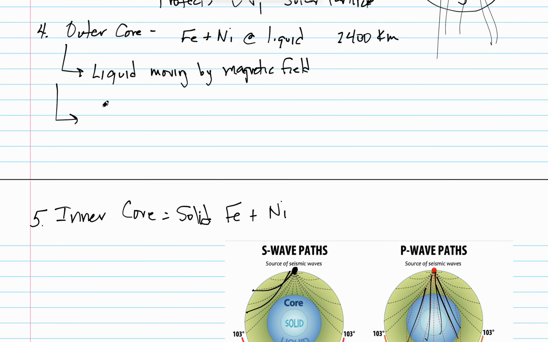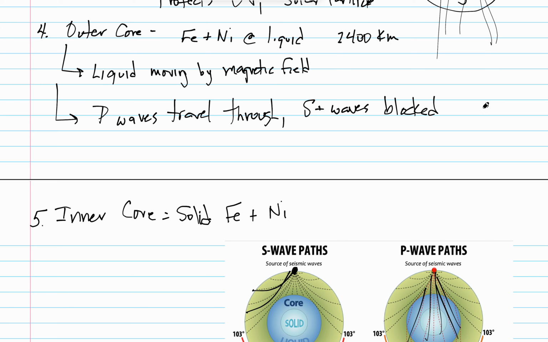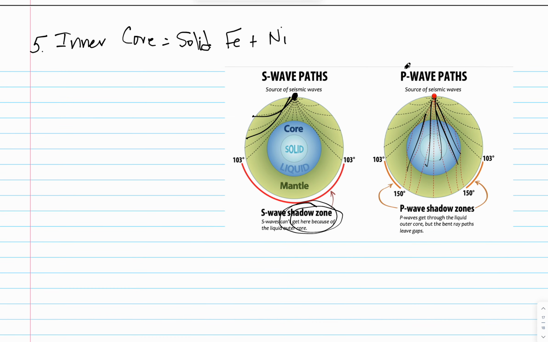So by seeing P waves but not S waves, we know that the outer core is liquid. So we're going to say P waves travel through, S waves blocked. And this is, I would say, the biggest and best reason for us knowing that the outer core is liquid. Now let's talk about this inner core.